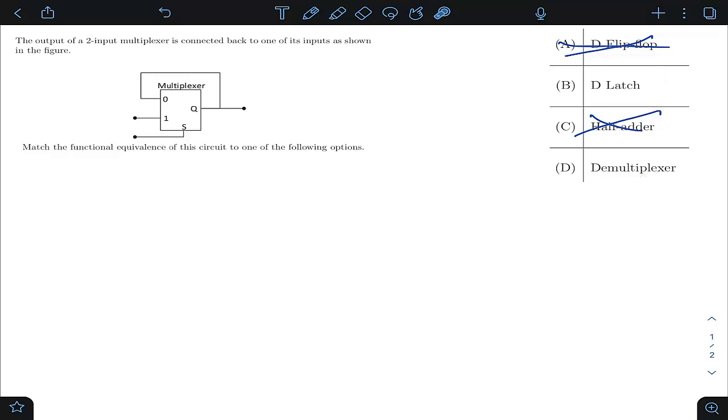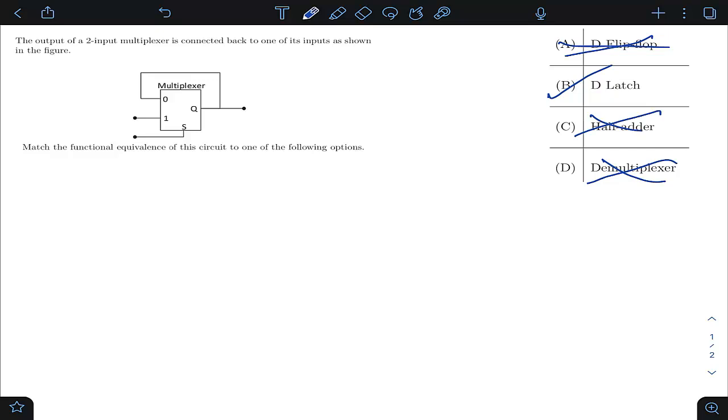Even from the structure, student, you can see it cannot be a demultiplexer because a demultiplexer means one input and many outputs, and there is no such feedback and all. So the answer has to be D latch basically. So this is the answer by elimination of wrong options.